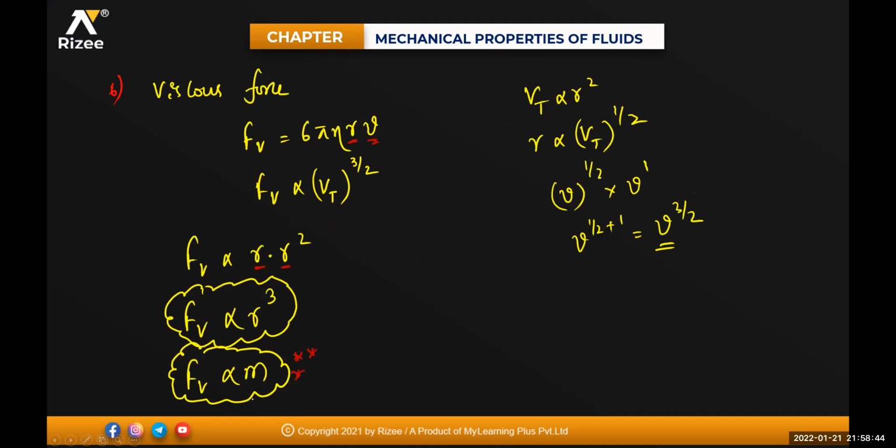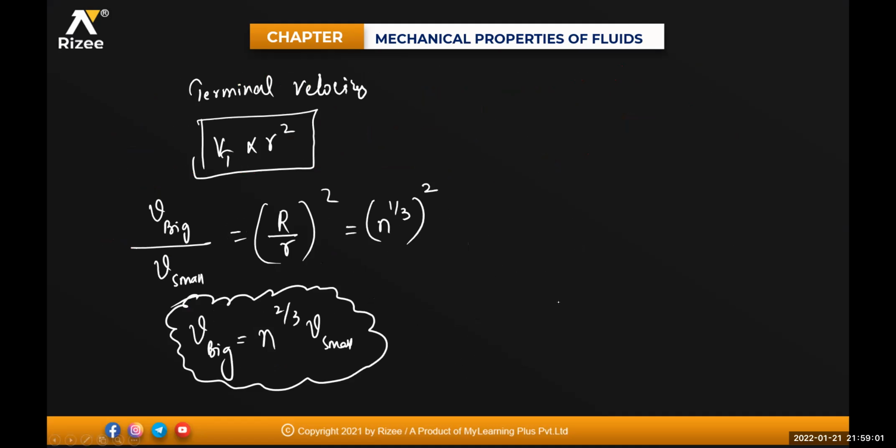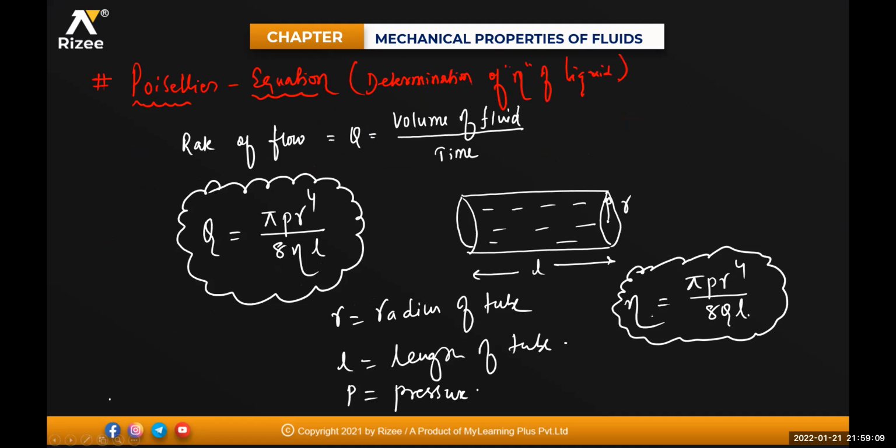Viscous force is directly proportional to mass. Our viscous force is directly proportional to R cube. Our viscous force is directly proportional to terminal velocity to the power of 3 by 2. Then what is the relation between capital R and small r when small droplets combine to form a bigger droplet? Capital R is equal to n to the power of 1 by 3 into small r. And terminal velocity is directly proportional to R square, so the terminal velocity of the bigger droplet will be n to the power of 2 by 3 times the terminal velocity of the smaller droplet.